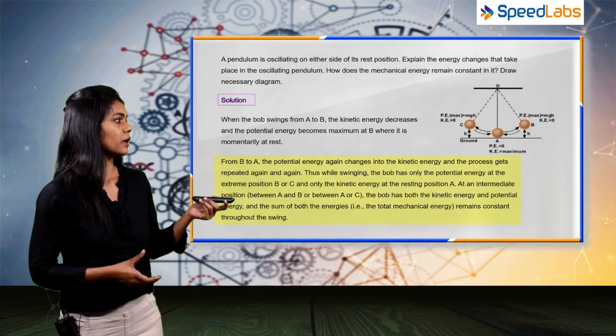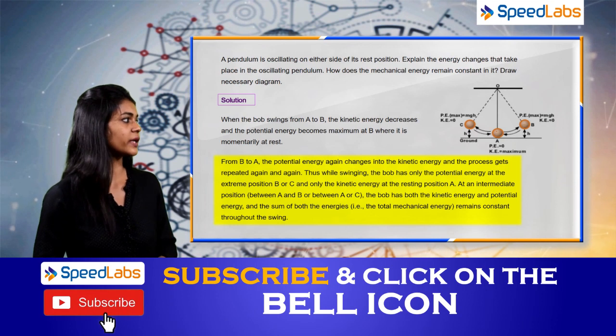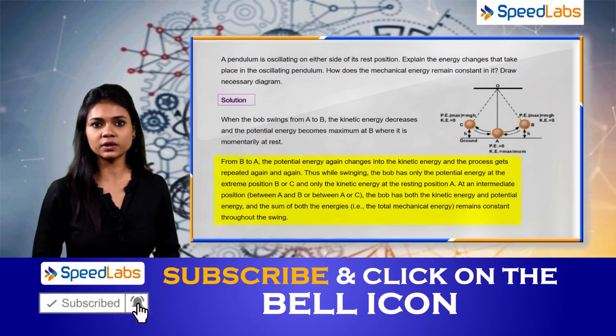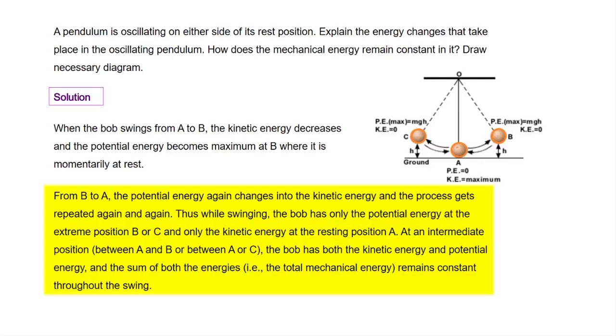So from B to A, when it starts to swing, again the potential energy changes into the kinetic energy. And a similar thing will happen again and again. Thus, while swinging, the bob has only the potential energy at the two extreme positions, as you can see in the diagram at points B and C. And at point A, it has only the kinetic energy.